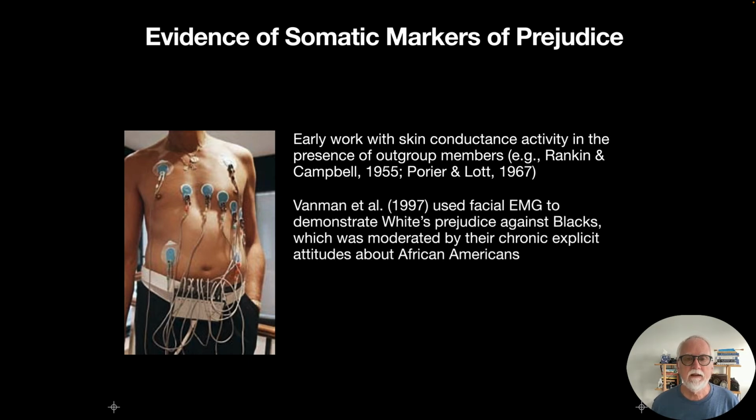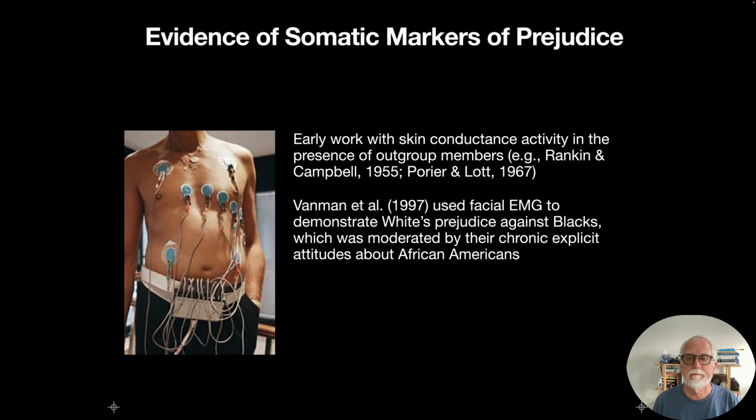Similarly, in 1997, I used facial EMG in one of my first studies to demonstrate that when whites looked at pictures of black and white faces, these white participants could show prejudice in their face. That is, they would frown more when they looked at black faces and smile more when they looked at white faces. And this was moderated by their explicit attitudes about African Americans. Those people who reported more negative attitudes about African Americans were the ones that showed more prejudice on their face.